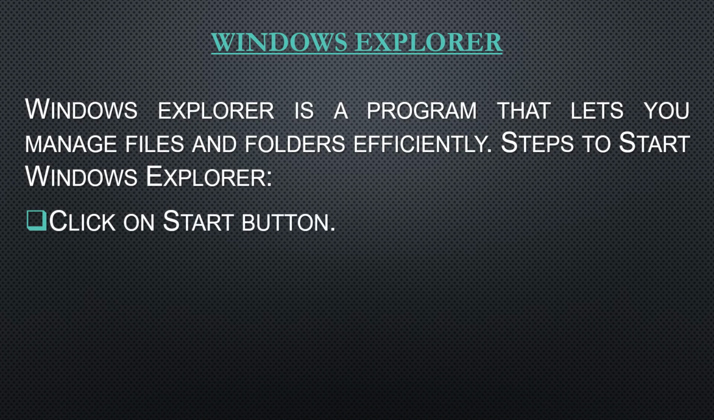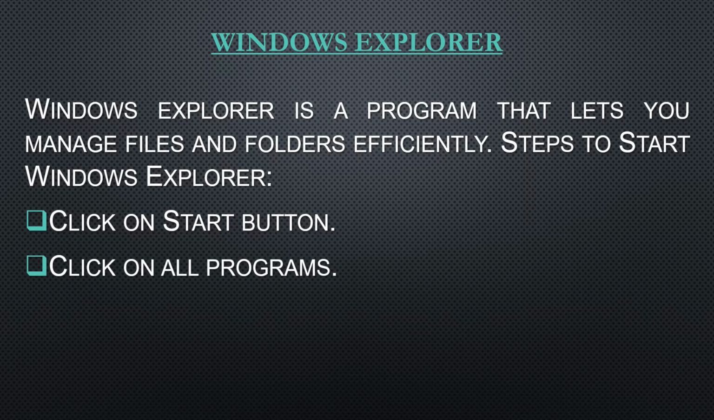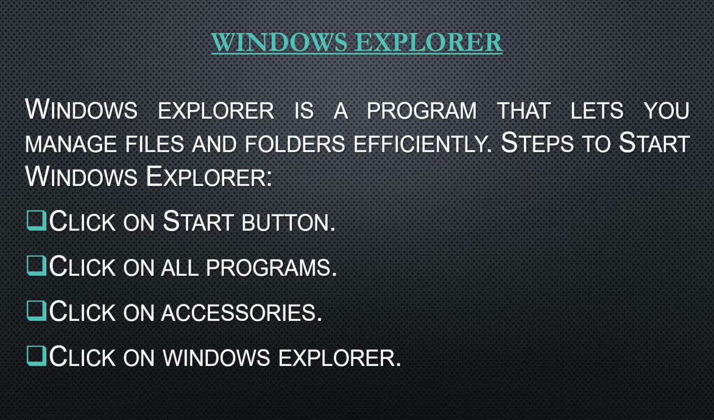Now, when you want to open the Windows Explorer, first of all, you have to follow some steps. The first step is you will click on the Start button. Then you will click on All Programs. After that, you will click on Accessories. And in the last step, you will click on the Windows Explorer option. Following these 4 steps, you will see on the screen the Windows Explorer window.